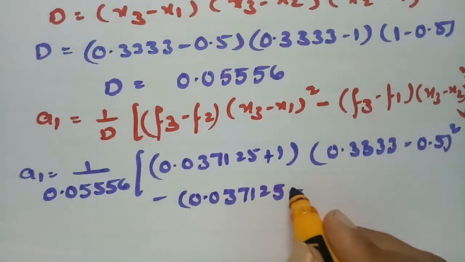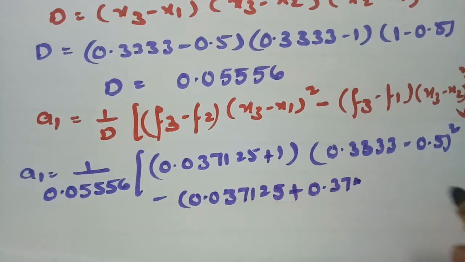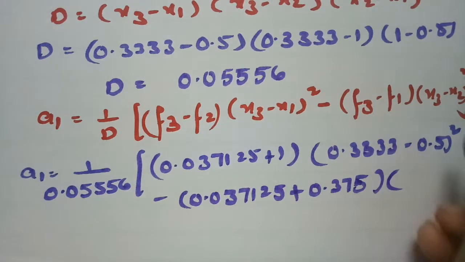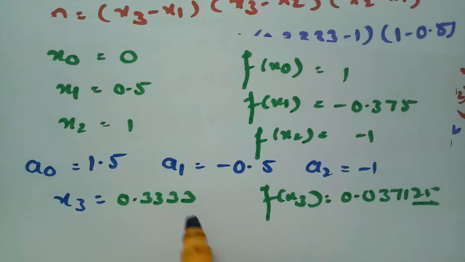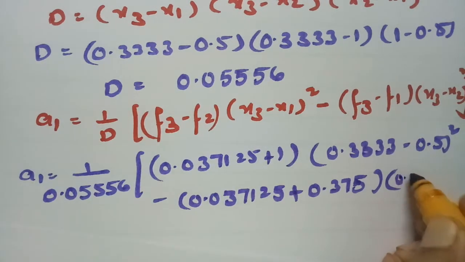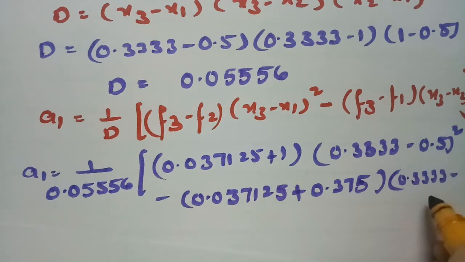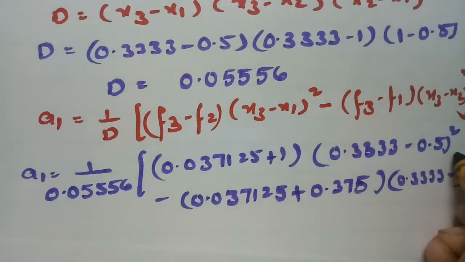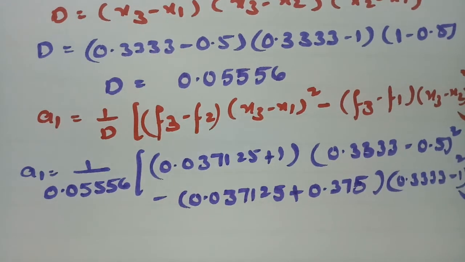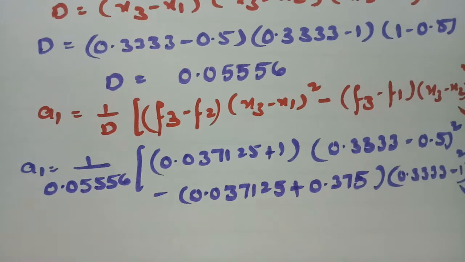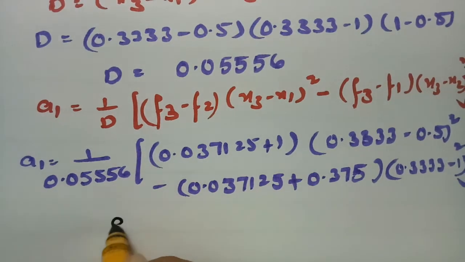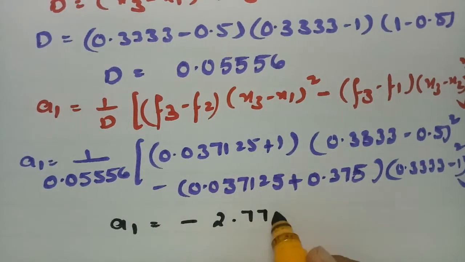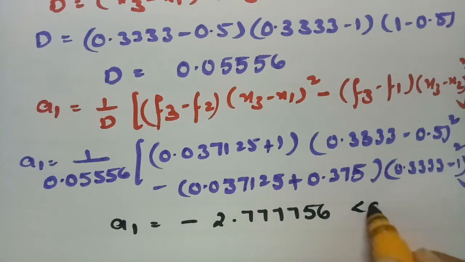This is f1, that is minus of minus plus 0.375 into x3. What is x3? 0.3333 minus x2. What is our x2 value? Minus 1 whole square. So after substituting each and every value, our A1 value will be, so please use your calci. If you operate correctly, then you will be getting the value of minus 2.777756, which is a negative value.